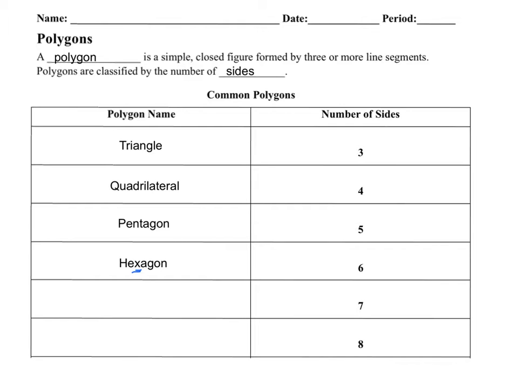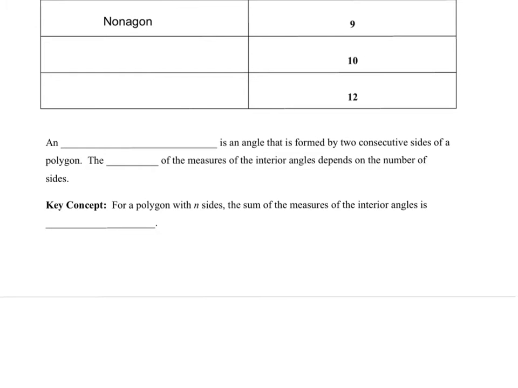And that leads us to a 7-sided polygon, which is known as a heptagon. An 8-sided polygon is known as an octagon. A 9-sided polygon is known as a nonagon. A 10-sided figure is known as a decagon. And a 12-sided polygon is known as a dodecagon. So these are the 9 common polygons that you need to know.